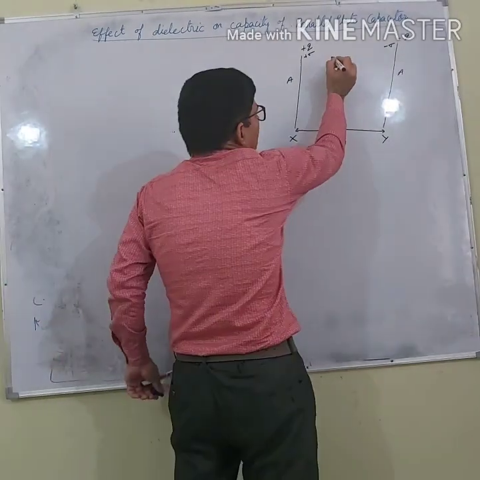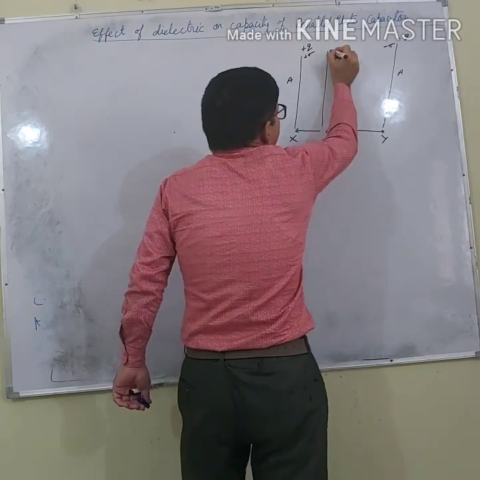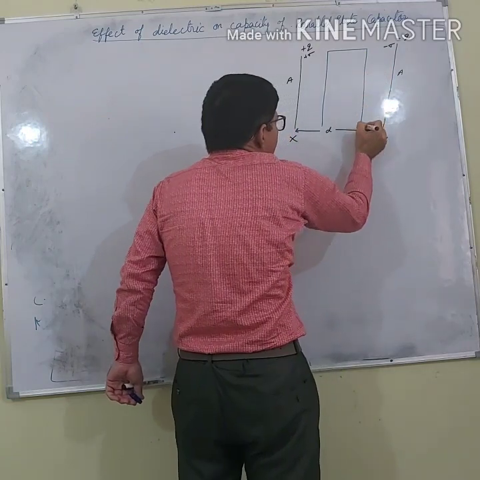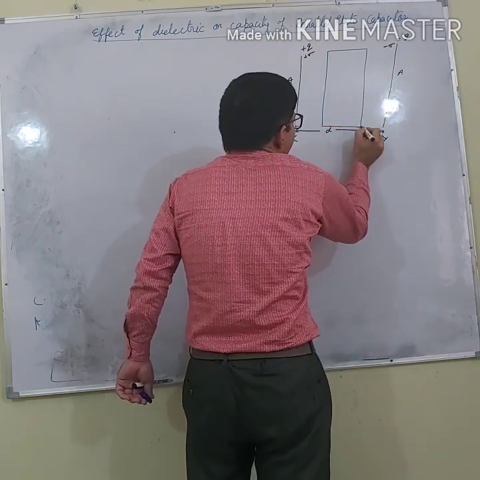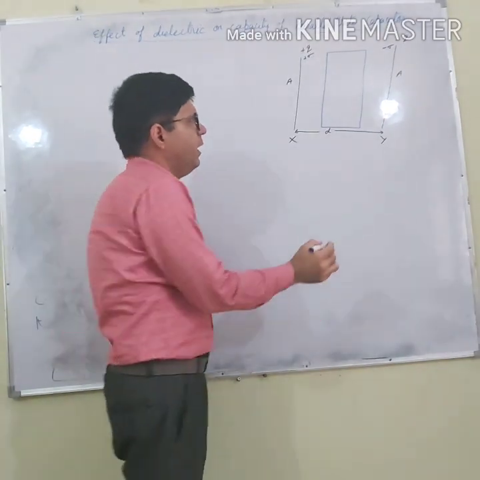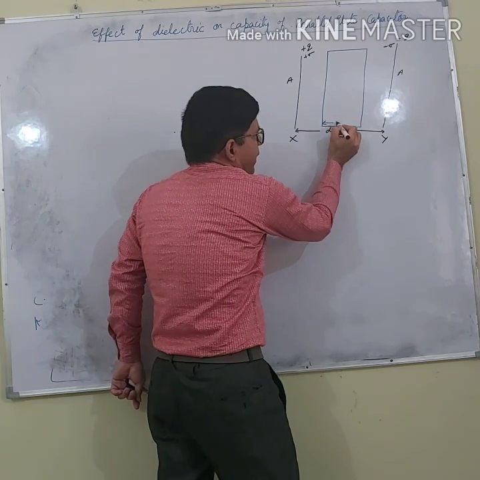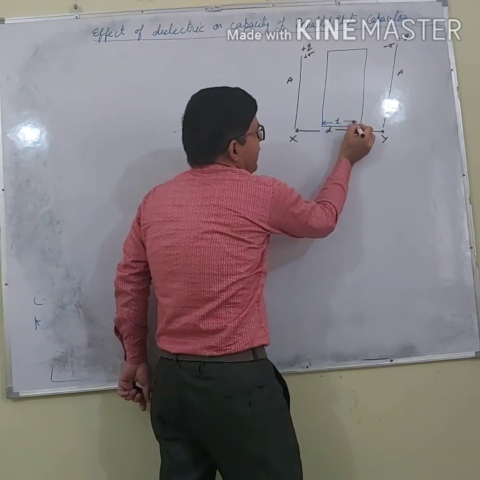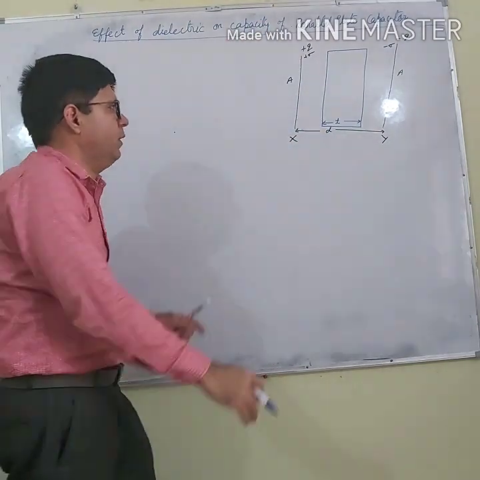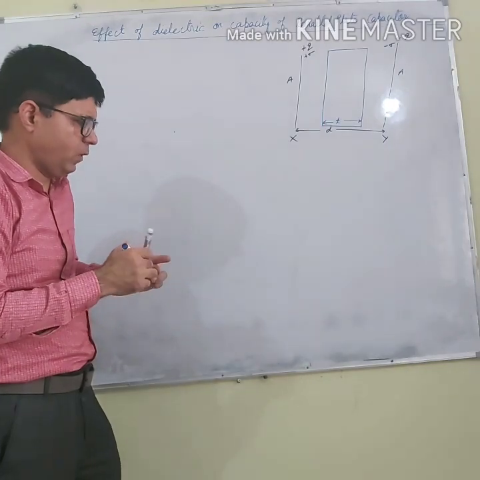Now, if a dielectric slab of thickness T is introduced between the plates of the capacitor. This is the dielectric. Its thickness is T. It is introduced between the plates of the capacitor. D is the total distance. What will happen to this?